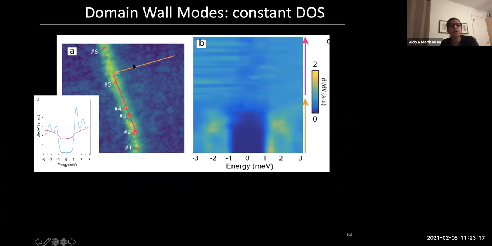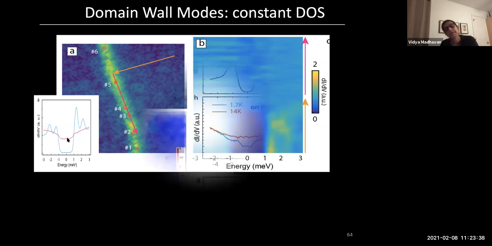So when we go in the bulk of the material away from the domain wall, you see a nice superconducting gap. This is this dark area. And then you can see the coherence peaks lighting up here. And then as you go along the domain wall, you don't see any sharp features. You just see a very nondescript flat density of states that looks like this.